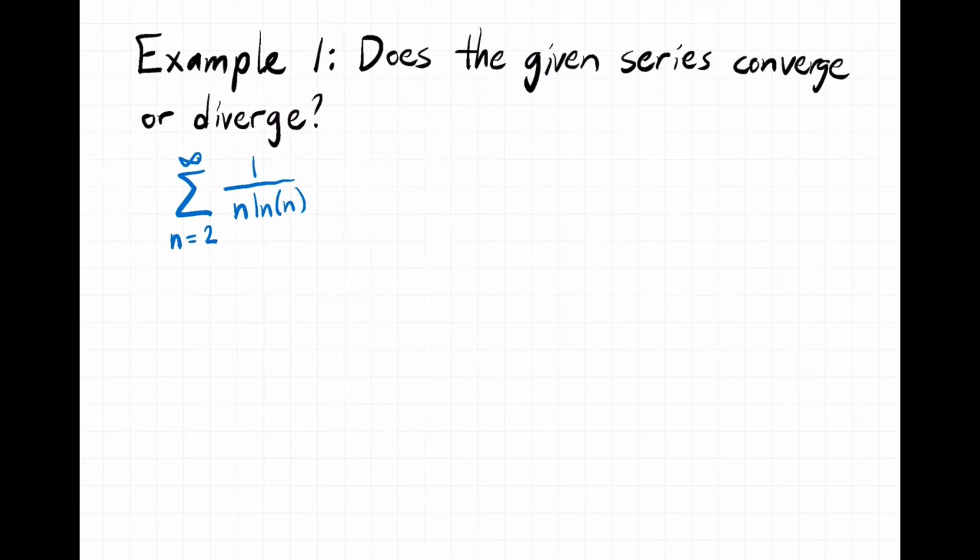First example, let's figure out if this series converges or diverges. The sum as n goes from 2 to infinity of 1 over n times the natural log of n. Now, first question here, why are we starting this series with n equal to 2? Well, the problem is, first of all, if you tried to plug 0 in, then you'd have a 1 over 0, and that would be no good because there's an n at the bottom.